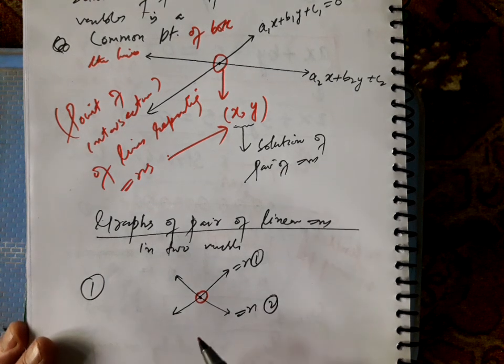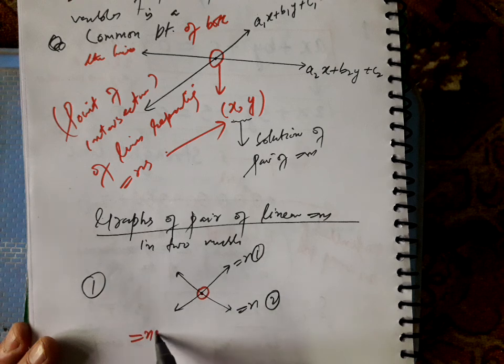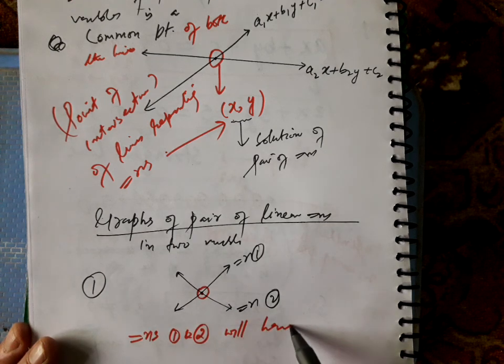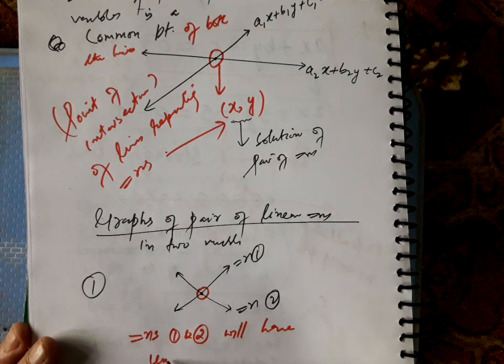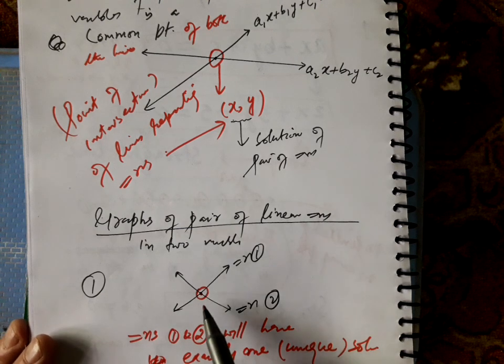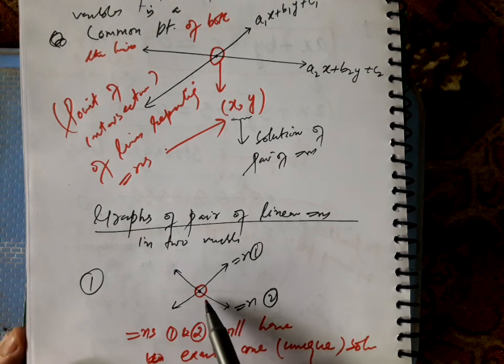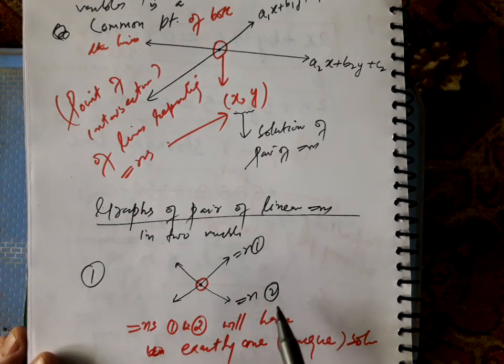So in this case, equations 1 and 2 will have a unique solution, that is exactly one solution. We call it a unique solution. And the solution will be given by the coordinates of the point of intersection, that is the common point of the two lines representing these two equations.